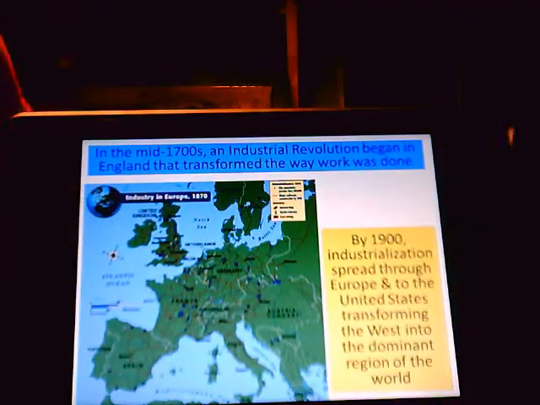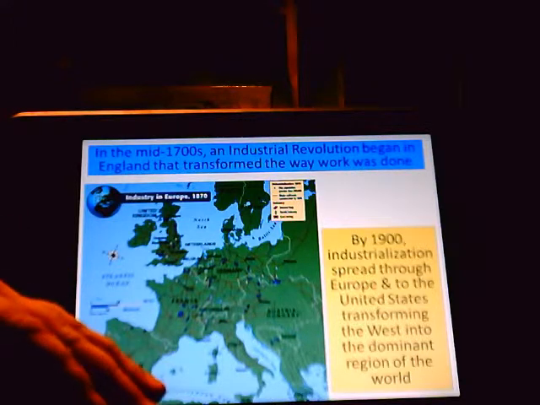Here we have England and the rest of Europe showing off just the spread. By 1900, industrialization spread through Europe to the United States, transforming the West into the dominant region of the world. As we studied before the rise of the Industrial Revolution, the Far East, China, India, these were the big centers of trade. But with the rise of industrialization, as we'll soon find out, it changed.